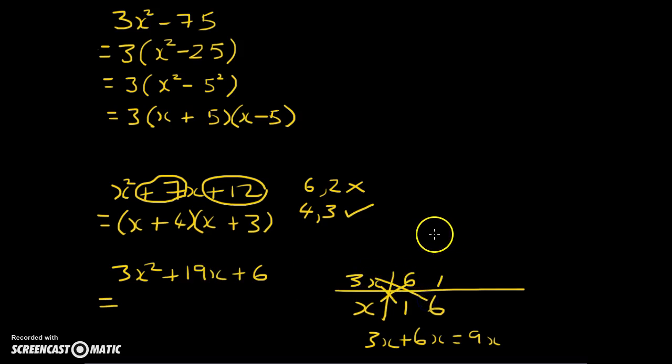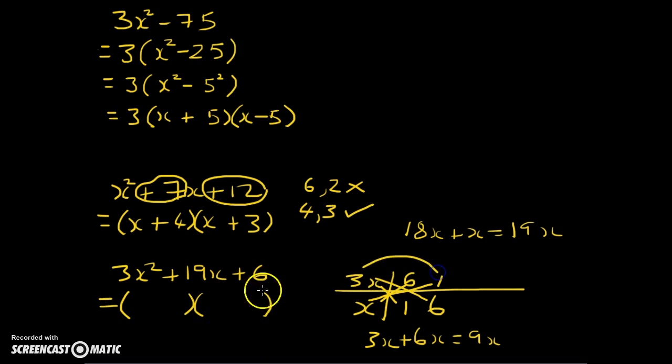Let's try this one. Sorry, I've run out of space. 3x multiplied by 6, that's 18x. And x multiplied by 1 is x. Add together, 19x. Ideal. Set up the brackets. Combine these 2 terms in the first bracket. So that's your 3x plus 1. Second bracket, combine those 2 terms, x plus 6.